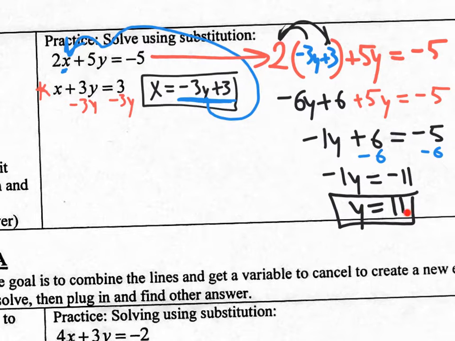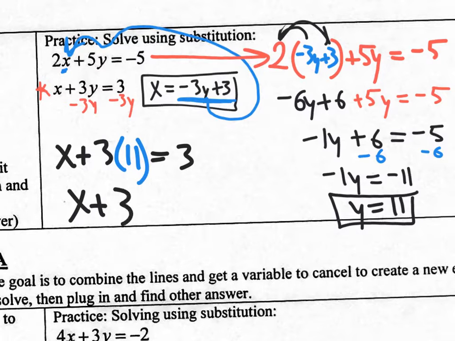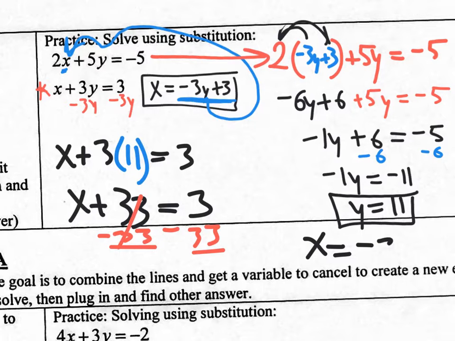What we're going to do is plug it in. At this point you've already used the bottom one and the top one, so you could plug it into any one you want, either the top or bottom, in for y. So the 11 is going to go into either one, whatever you prefer. Which one do you guys want to use? Bottom one. So we're going to have x plus 3y, but we said y is 11, equals 3. So we're going to have x plus 33 equals 3. And if you subtract 33 on both sides, you're going to have x equaling negative 30.